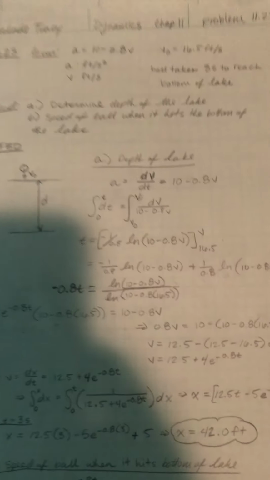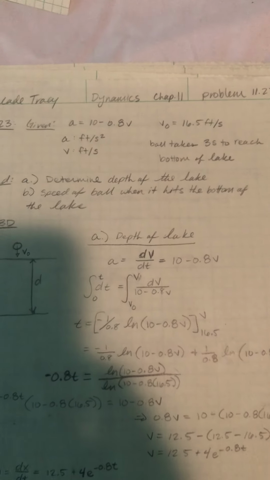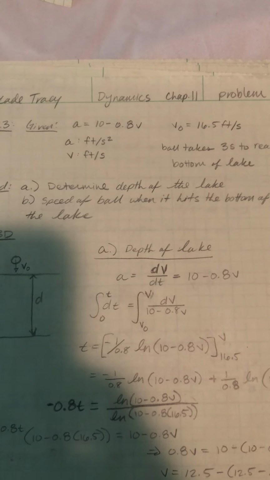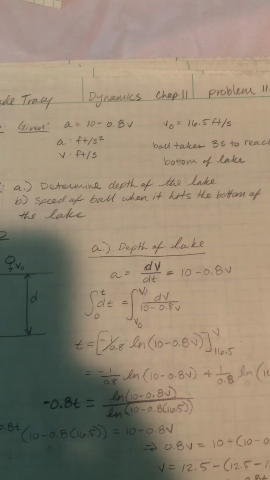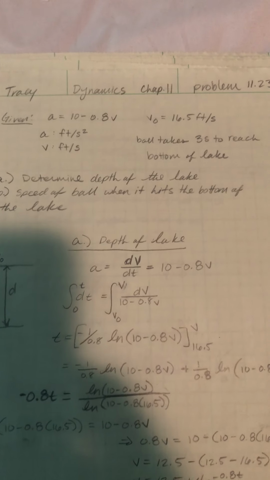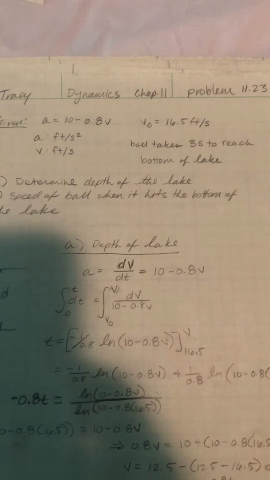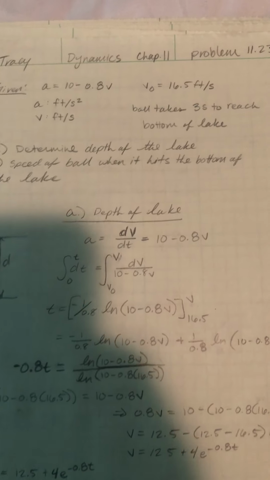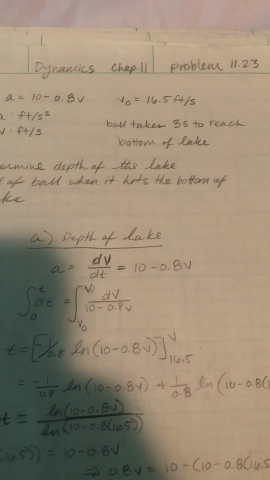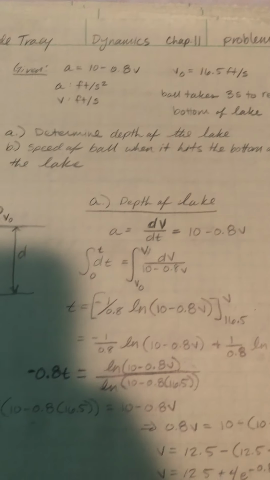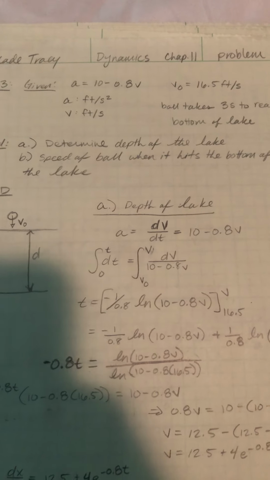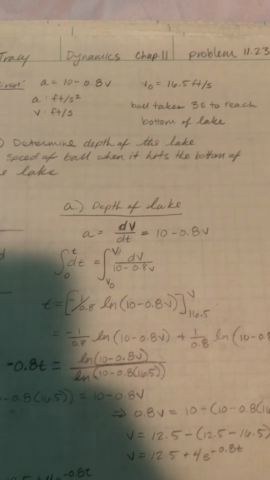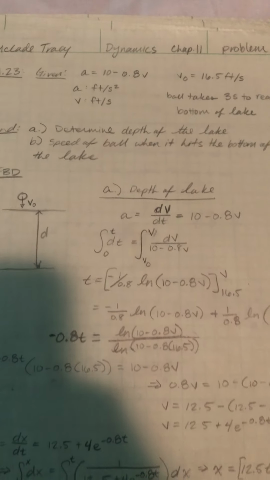In this third question, we are given the expression a equals 10 minus 0.8v. Our v naught is equal to 16.5 feet per second. The ball that was dropped takes 3 seconds to reach the bottom of the lake. We're asked to determine the depth of the lake, and the speed of the ball when it hits the bottom.